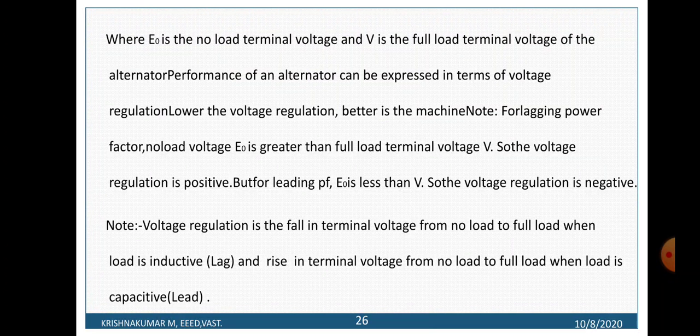When loading increases, terminal voltage increases if the load is capacitive. When loading increases, terminal voltage decreases if the load is inductive. Clear? When load increases, terminal voltage decreases if the load is inductive. When load increases, terminal voltage increases if the load is capacitive.